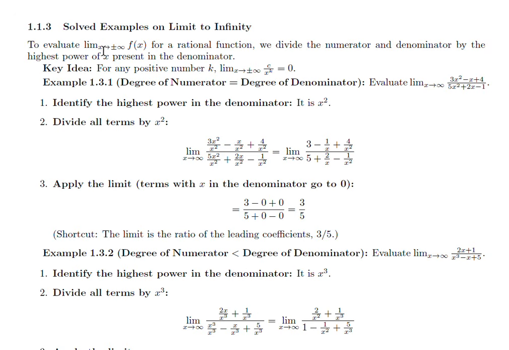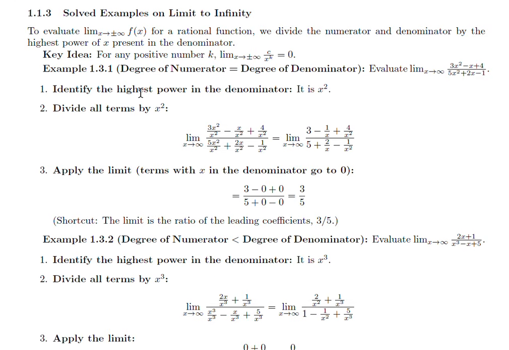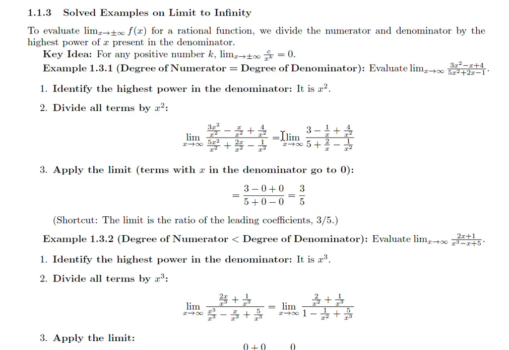You can see in the case for limits to infinity, we're not going first by direct substitution. The rule has changed now. So doing that, it means we take each of the terms in the numerator, divide them by x squared, and each of the terms in the denominator, divide by x squared. And we have this now: 3 minus 1 over x plus 4 over x squared, all over 5 plus 2 over x minus 1 over x squared.